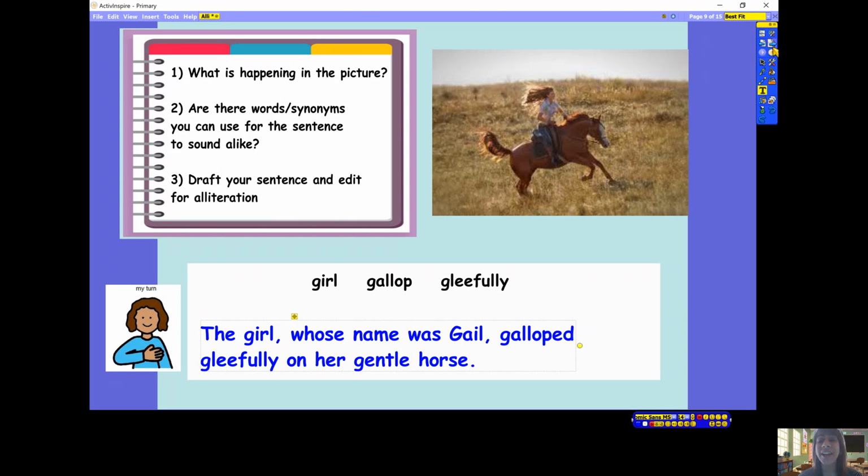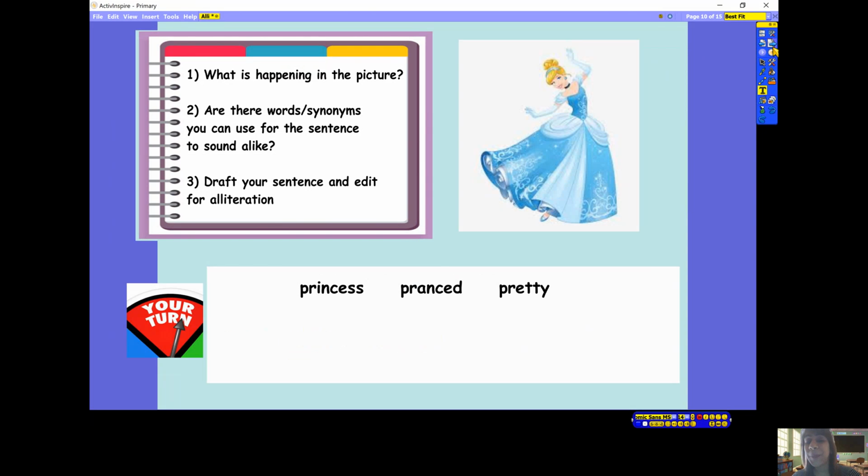Okay, so again, if you think of a better sentence than I have, then definitely take a moment now to think of your own sentence using alliteration. But now it is your turn. So I have got a picture of a very familiar character there for you, and I've given you some vocabulary words should you find this tricky. But if you want to use your own, absolutely do.